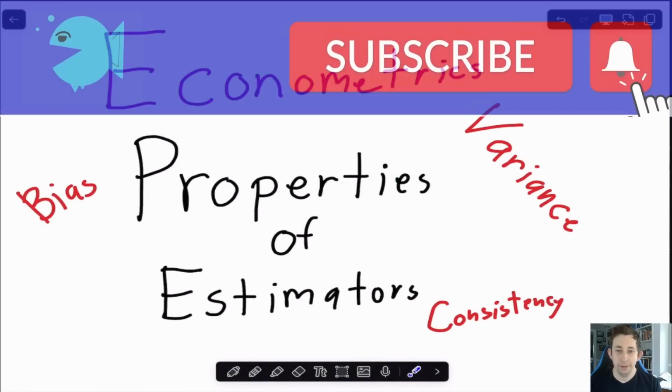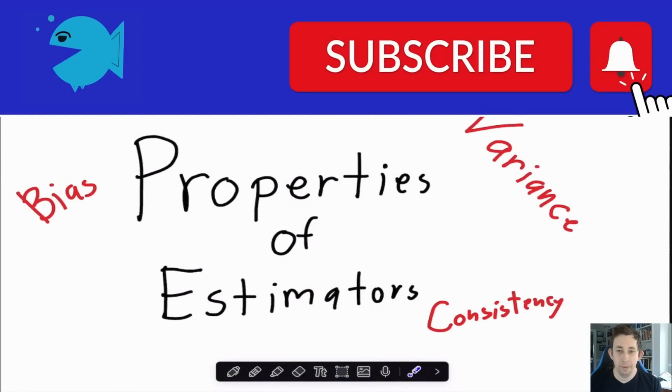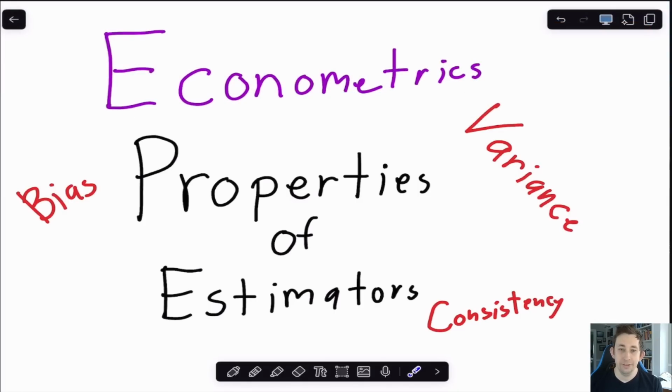Today I'm going to keep talking about econometrics. I'm going to start talking about properties of estimators. So in this video, I'm going to talk about three main properties: bias, variance, and consistency. And as I add more videos, I'll get into each of these more in depth.